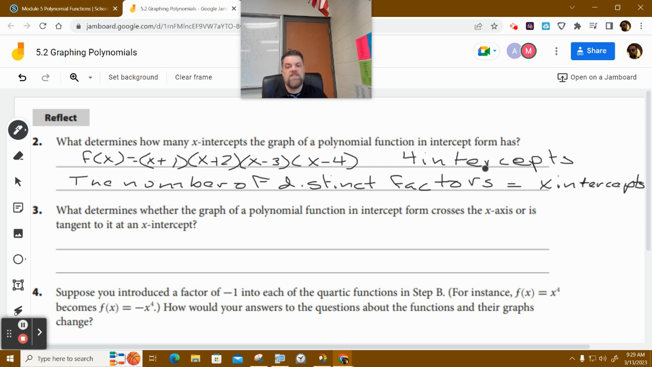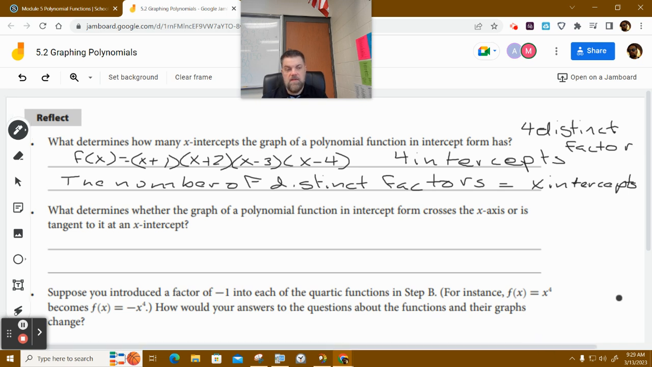Right, so if I have 4 distinct factors, right, I have 4 intercepts, so I'm going to put over here 4 distinct factors. I have 4 x-intercepts, because those are the zeros. Nah, that looks bad. Those are the zeros.